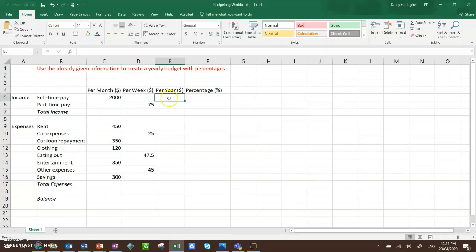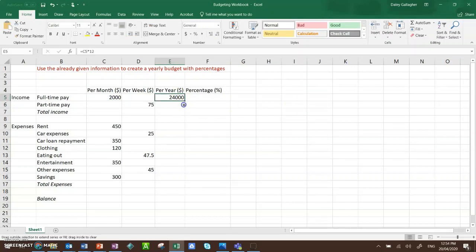So this is per year, and I want to turn the $2,000 per month into a yearly total. So what I need to do is I type in equals to start a mathematical formula off, and then what I want is this cell here, so I click on it, and I want that multiplied by 12. So I use an asterisk for multiply, and I type in 12. And then when I hit enter, the answer will be filled in for me.